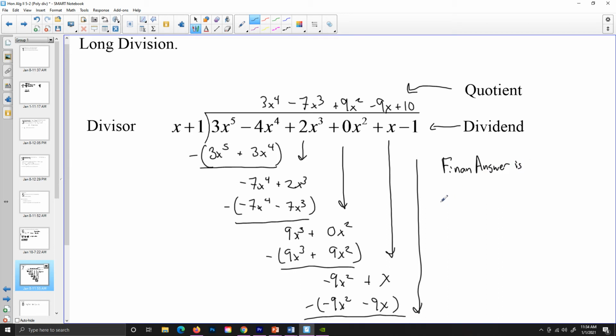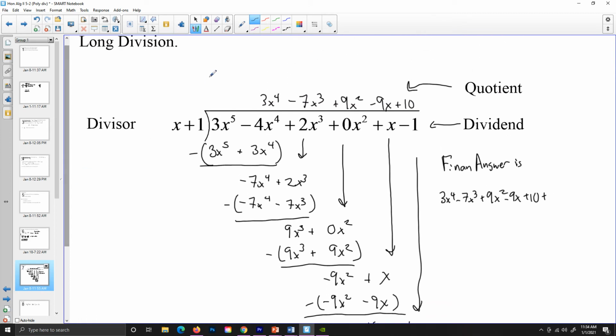is 3x to the fourth minus 7x to the third plus 9x squared minus 9x plus 10 plus, remember we had a remainder of negative 11. So here's what we're going to do. We're going to make this not positive here. We're just going to make this a negative 11 over the divisor, which is x plus 1. And that is my final answer.